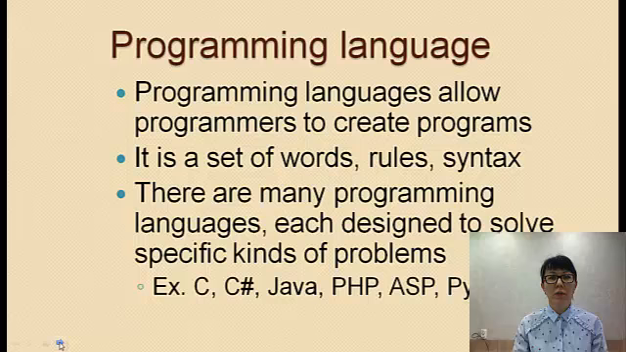Programming languages allow programmers to create programs. A programming language is a set of words, rules, and syntax. There are many programming languages, which are designed to solve specific kinds of problems. For example, C, C#, Java, PHP, Python, etc.